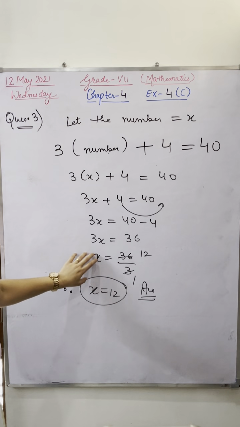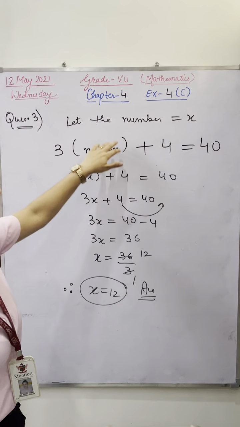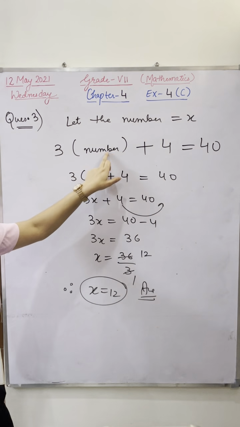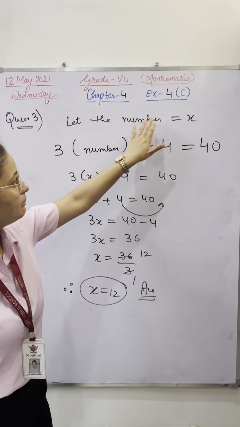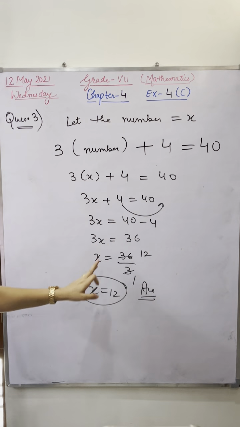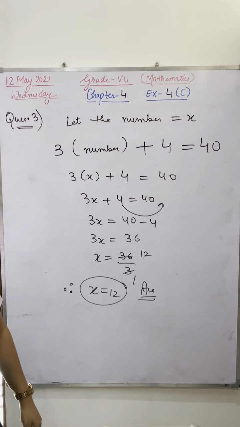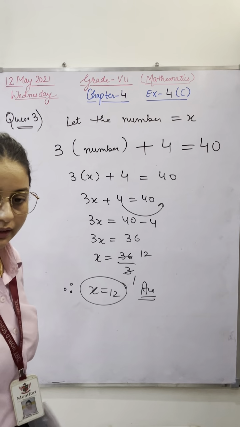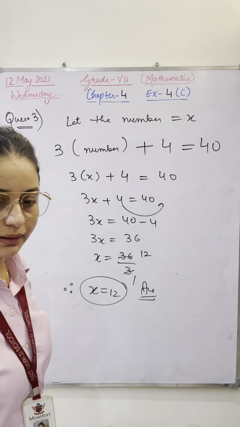Any doubt in this question? Thrice of a number when increased by 4 gives you 40. You have to suppose in the beginning that the number will be x. Put the value of the number x, solve the question, and take out your value of x. It's very, very easy. Right? Okay, just wait. Sanchit, let me read.